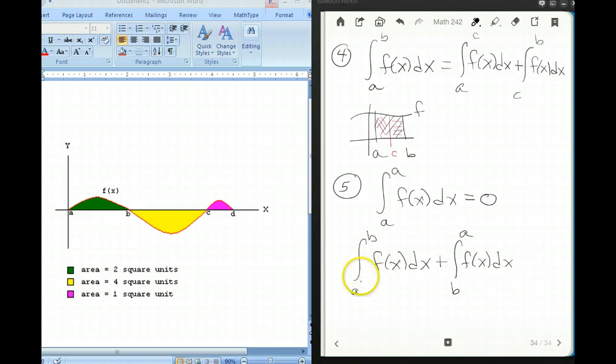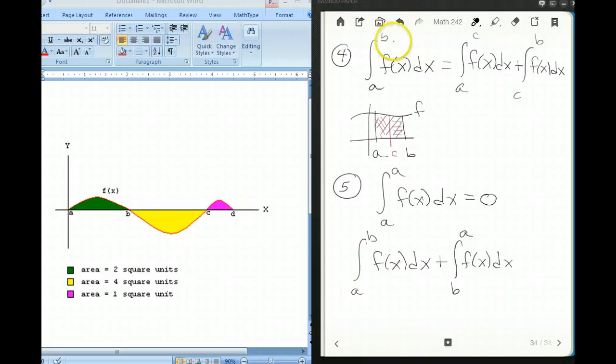So notice this is using property 4. If I go from A to something, it doesn't matter whatever the letters are, I can go from A to something and that same something to the upper limit. As long as the lower and upper limits are the same here, I can insert whatever I want at the upper and lower here and the integral is still true, right?